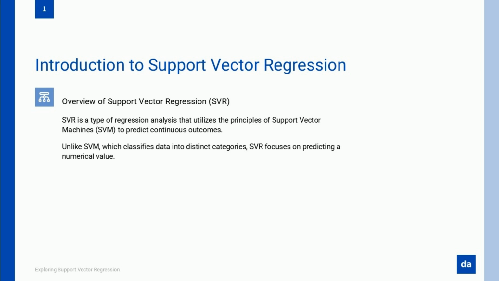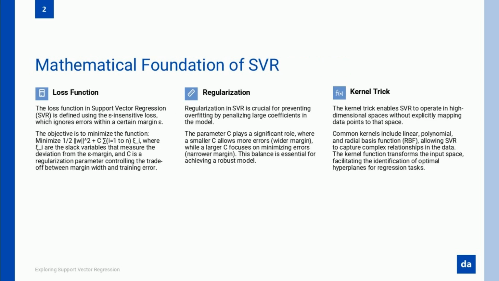So why does this matter? Well, SVR is used everywhere, from predicting stock prices and disease progression to optimizing marketing strategies and engineering systems. It's fast, flexible, and, when used correctly, can outperform many traditional regression methods. And the best part, you're about to learn how it all works. Ready to dive in?